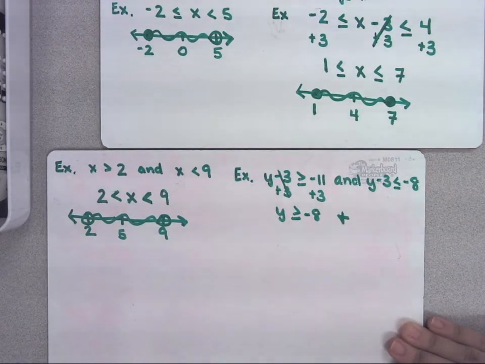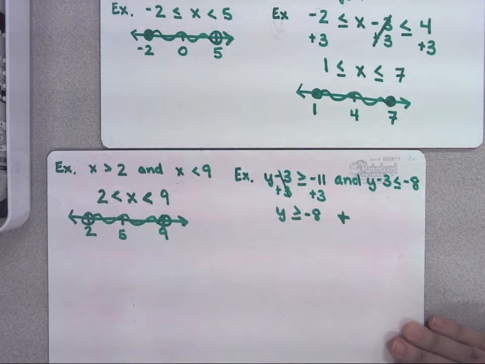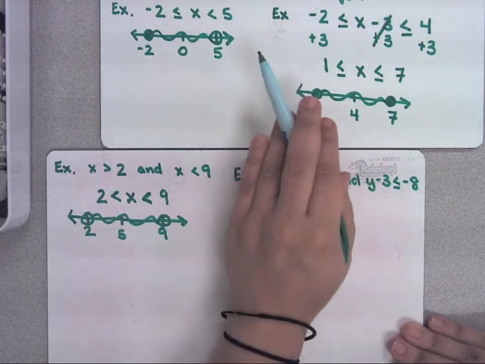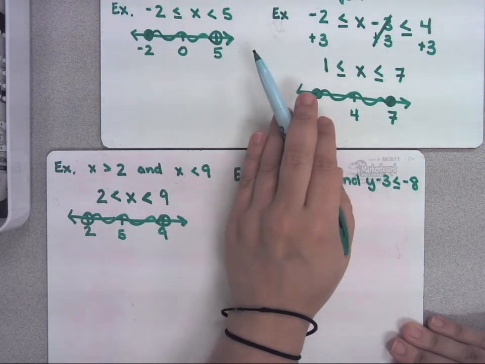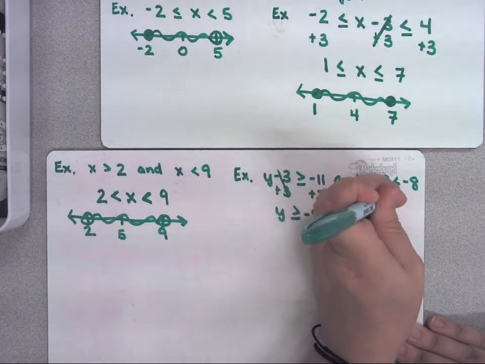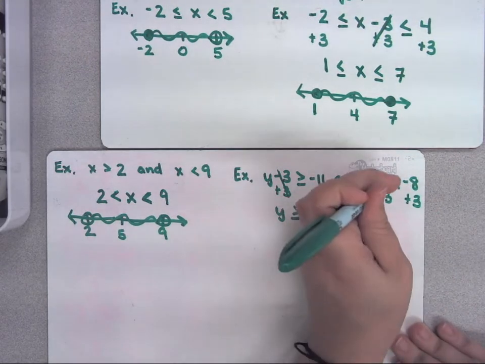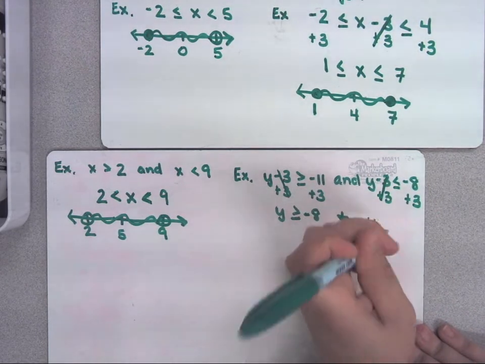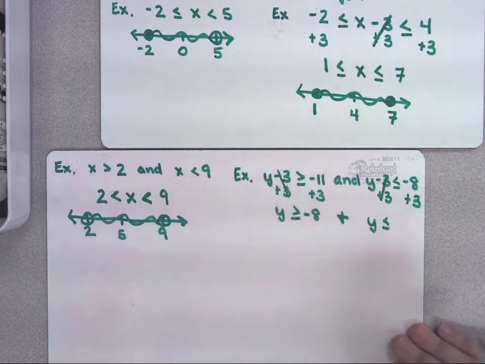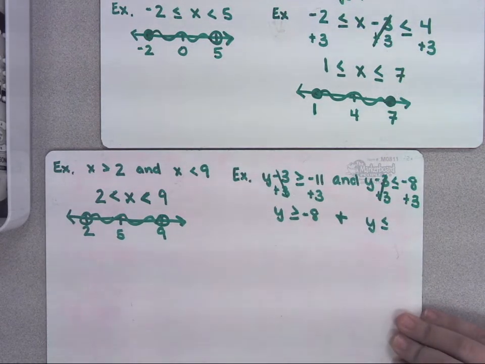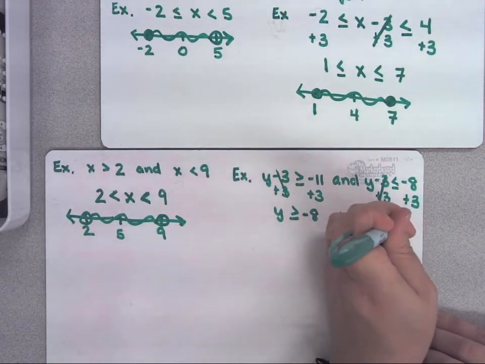I'm going to symbolize "and," save me some space, because you want to keep your words. You know what it is. Now over here on this one, what do we do to get y by itself? Add 3 again. They're not always the same. This one just happens to be. This time, what's that answer? Negative 5.